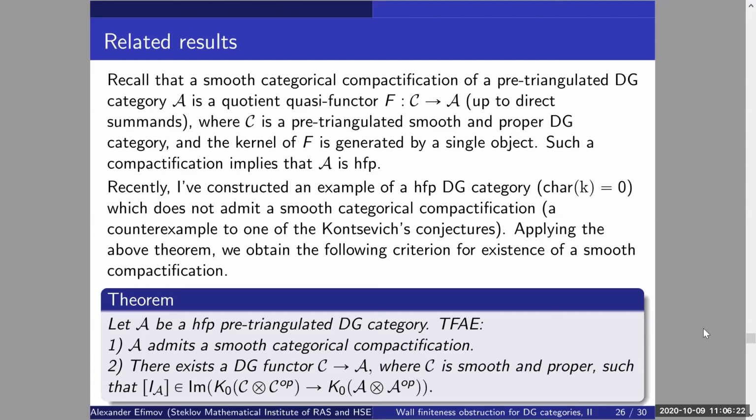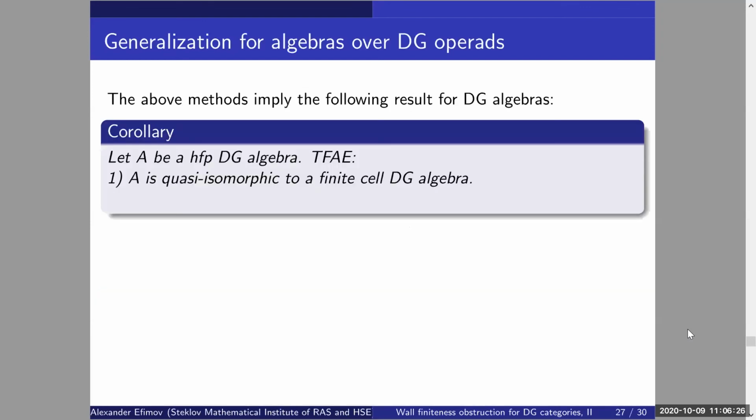Okay, so this is compactifications, and now finally I still have some time, so I will briefly explain what happens for algebras of DG operads. I was talking about DG categories, but if we just take DG categories with a single object, then we have the following corollary of the same methods which we used in the proof.